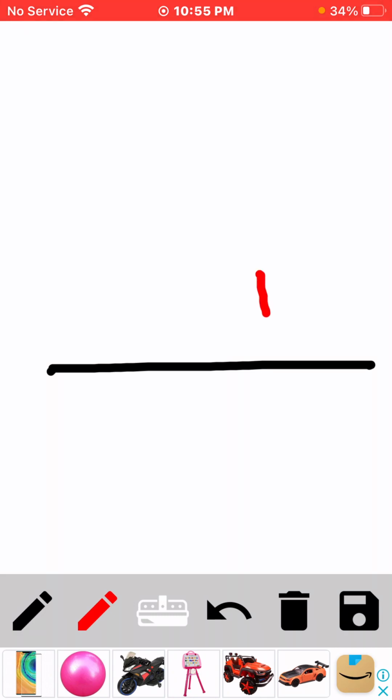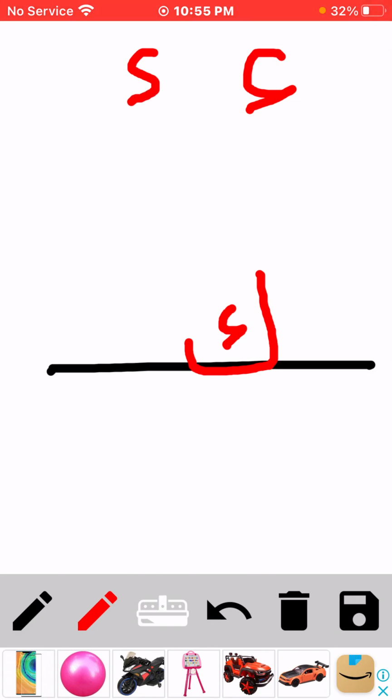We do a stick and a plate like this, and this shape inside. This shape looks like Hamza, but it is not Hamza. It is different. Look, Hamza is like this, but the small kaf inside is like this. Different. Okay? And so this is different. Pay attention.